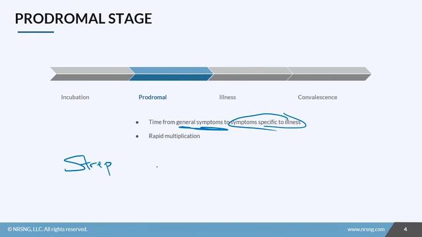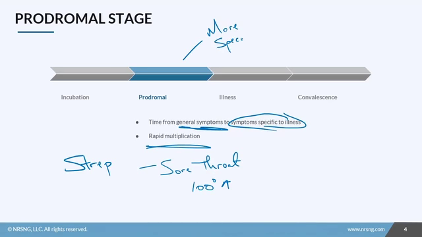In this stage, this is where rapid multiplication occurs. And so for your strep patient, they definitely have a sore throat now, right? And they definitely have a solid fever. Let's say it's 100 degrees or higher. So those are going to be there, and these things look more like a specific illness. That's what prodromal is about. It's about looking more like a specific illness or disease.